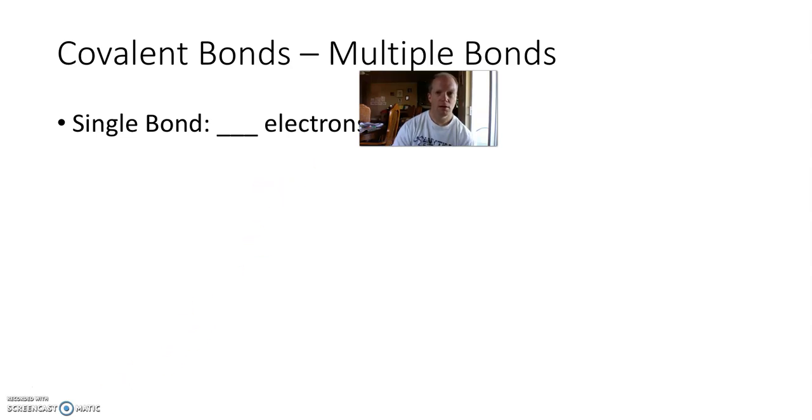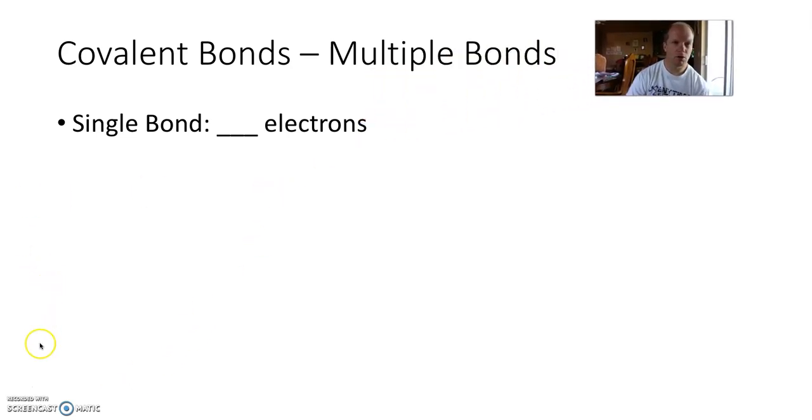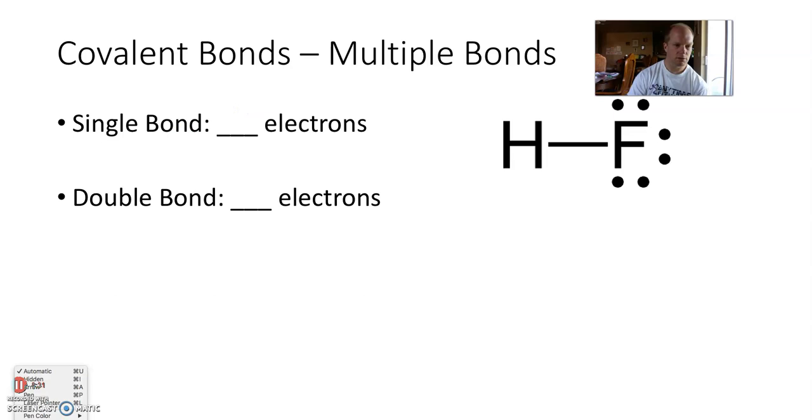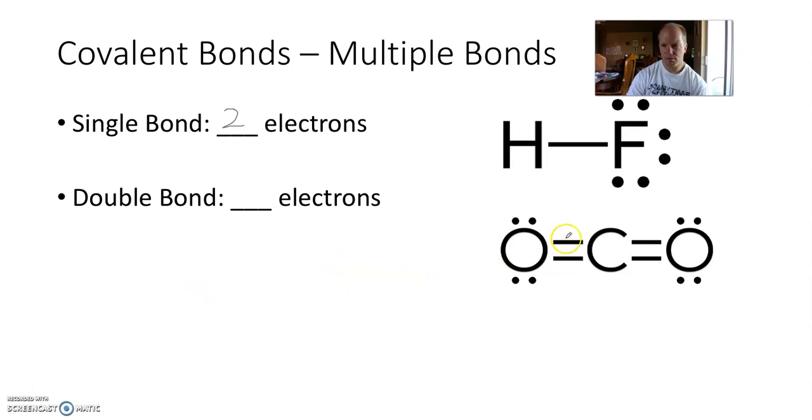All right. Let's talk real quick here about covalent bonds, you guys, and when we have multiple bonds. So a single bond, you guys, is like this, with hydrogen and fluorine. This line represents 2 electrons. Now if we have a double bond, and you've seen these before, right? Now we have 2 lines here. This double bond between the carbon and the oxygen represents 4 electrons, right?